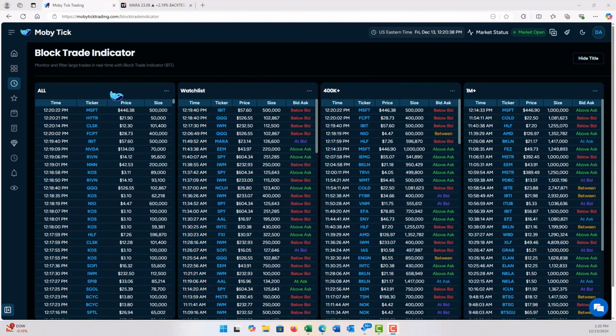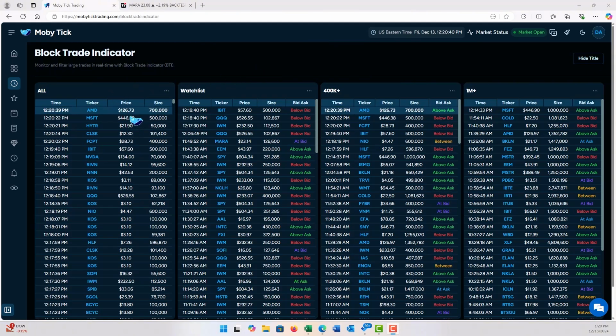columns. This one here on the left is all trades. So anything over 50,000 is coming in, and we can see all of the stocks there. The second one I've got set up for a watch list. And so we can see everything that's in my watch list as trades are coming in. And then I've got 2 other columns. One is for individual trades over 400,000, and then one that separates out the millions.